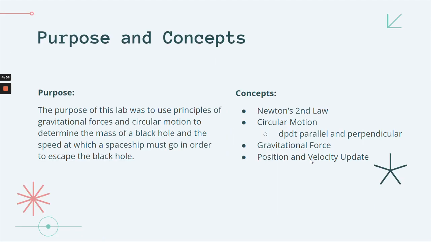So going over a brief introduction, first, the purpose of this lab was to use principles of gravitational force and circular motion to determine the mass of a black hole and the speed at which a spaceship must go in order to escape the black hole. The concepts we review are Newton's second law, circular motion, gravitational force, and then position and velocity update.